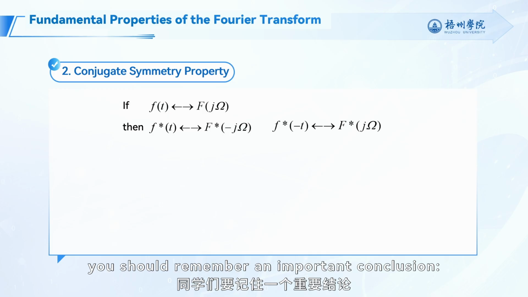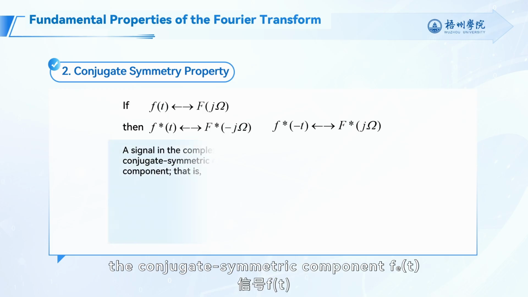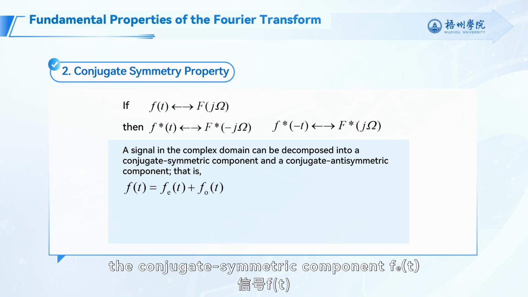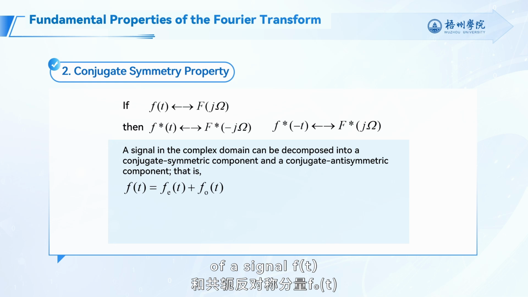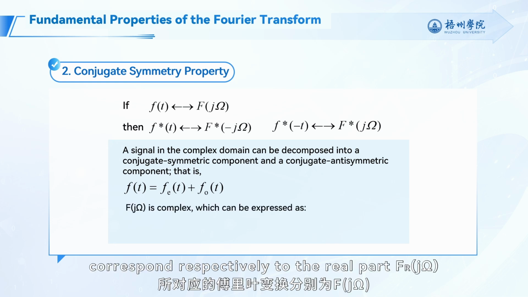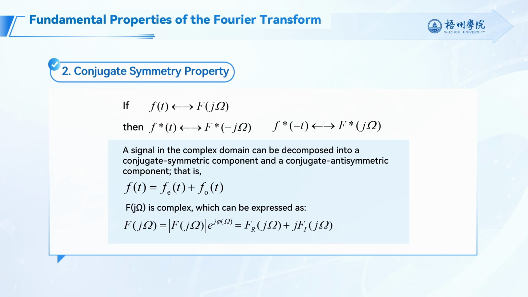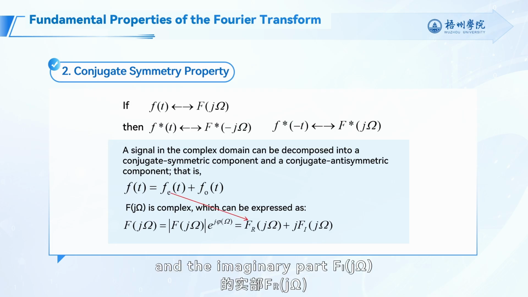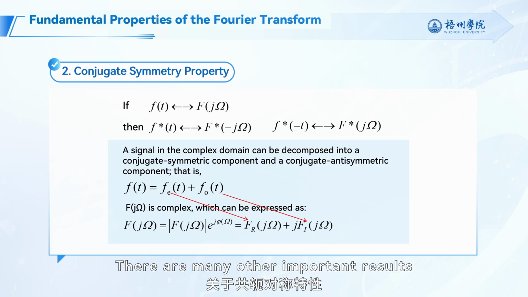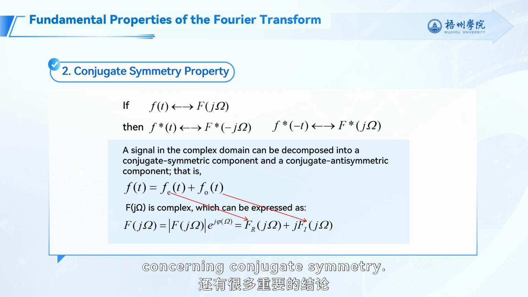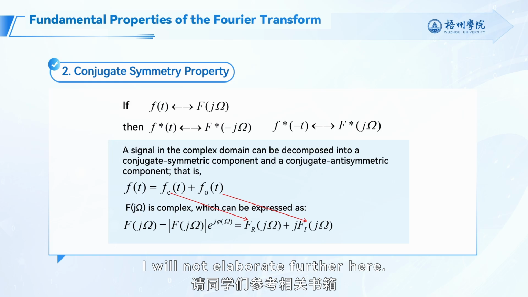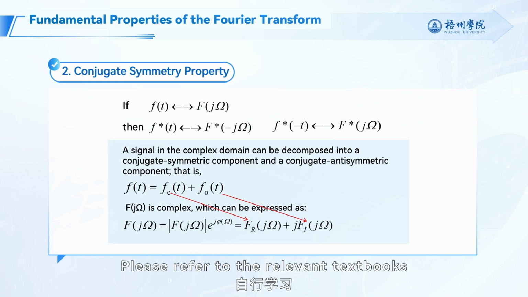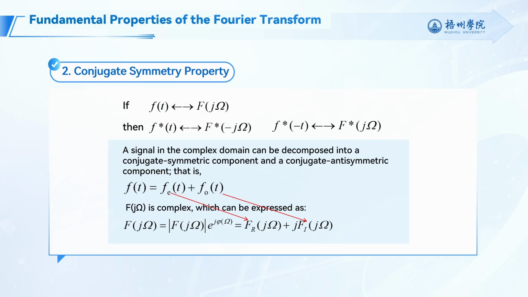In addition, you should remember an important conclusion. The conjugate symmetric component f_e of t and the conjugate antisymmetric component f_o of t of a signal f of t correspond respectively to the real part F_R of j omega and the imaginary part F_I of j omega of its Fourier transform F of j omega. There are many other important results concerning conjugate symmetry. However, due to time limitations, I will not elaborate further here. Please refer to the relevant textbooks for self-study.